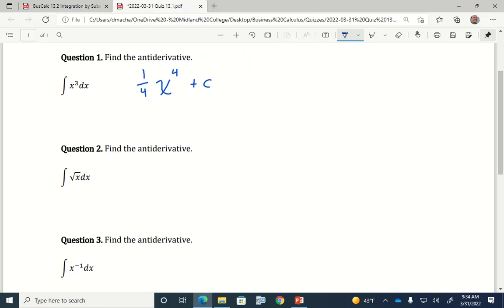Question two. Square root x is the same thing as x to the half power. So, again, taking the antiderivative, I add 1 to the exponent to make it 3 halves, and then I divide by the new exponent, which is going to be like multiplying by 2 thirds.